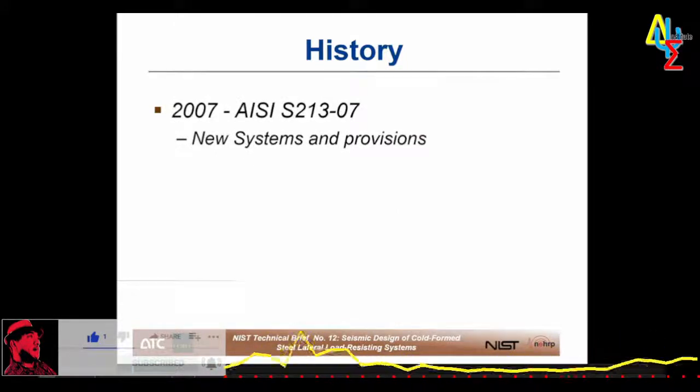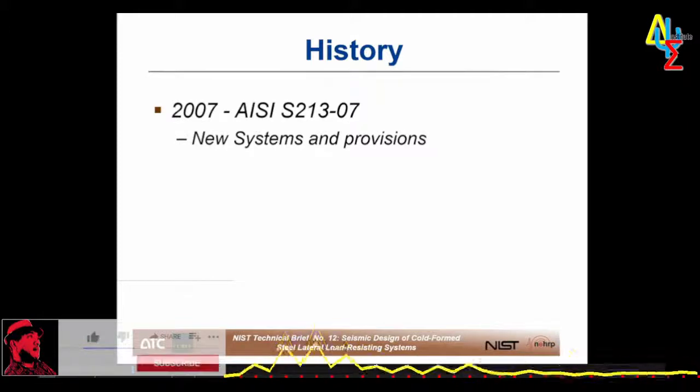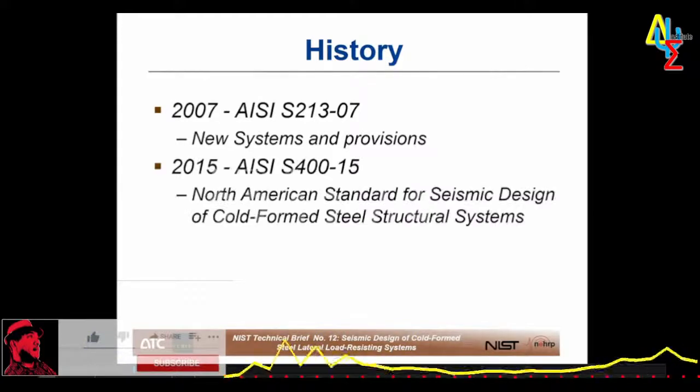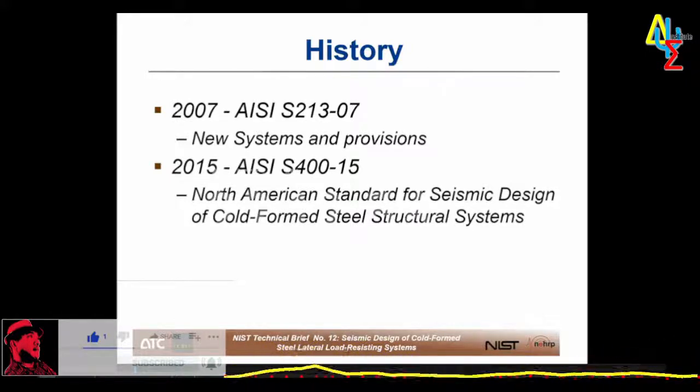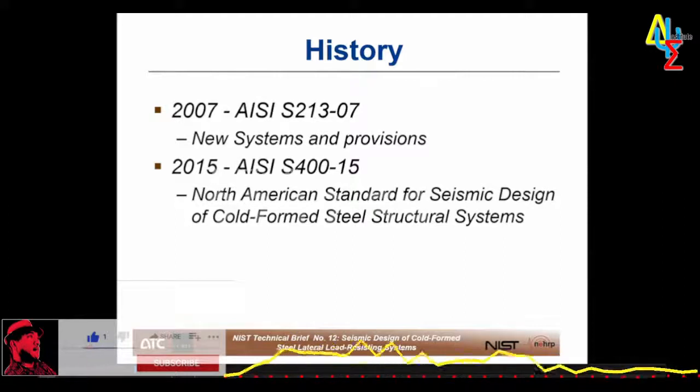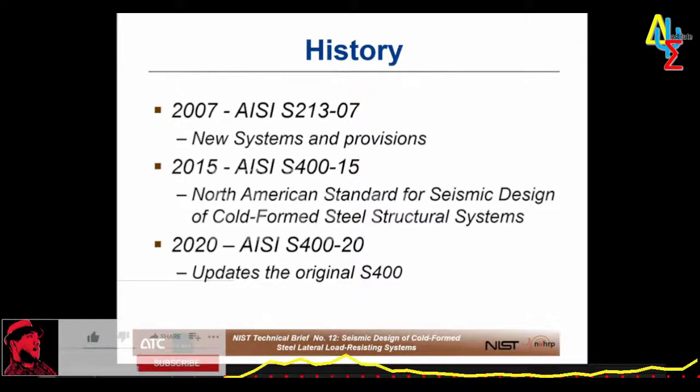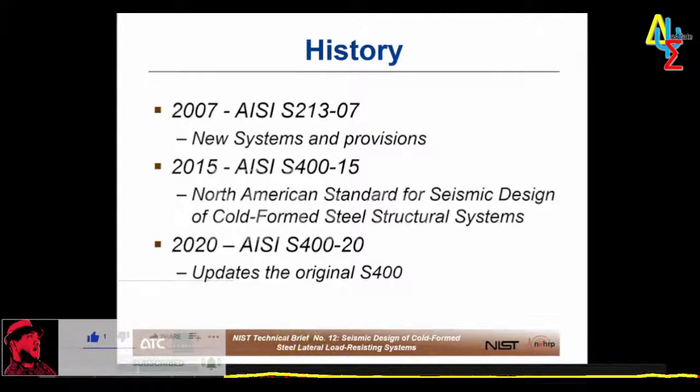So research on these systems has continued, and the standards have continued to evolve as we've learned more. And in 2007, AISI published AISI S213, which expanded on the 2004 lateral standard. And then in 2015, the seismic provisions of AISI S213 and AISI S110, which was the special bolted moment frame standard, were combined into a single dedicated seismic standard, which was AISI S400. So since that time, S400 has been updated, first with a supplement S116 and then to S420. And these updates reflect what we learned through additional research and input from users of the standard.